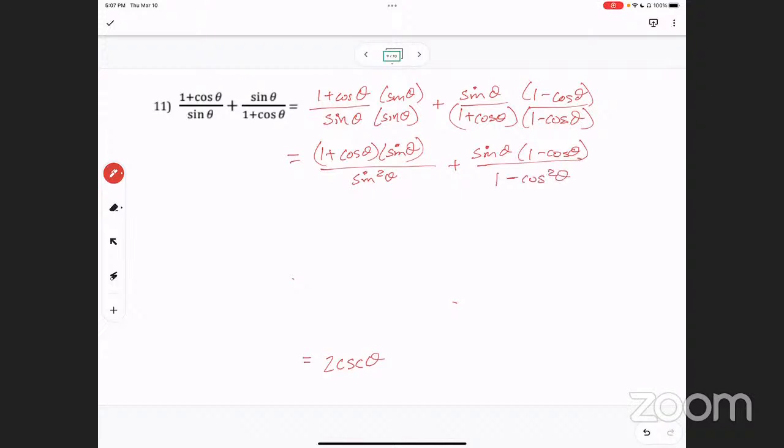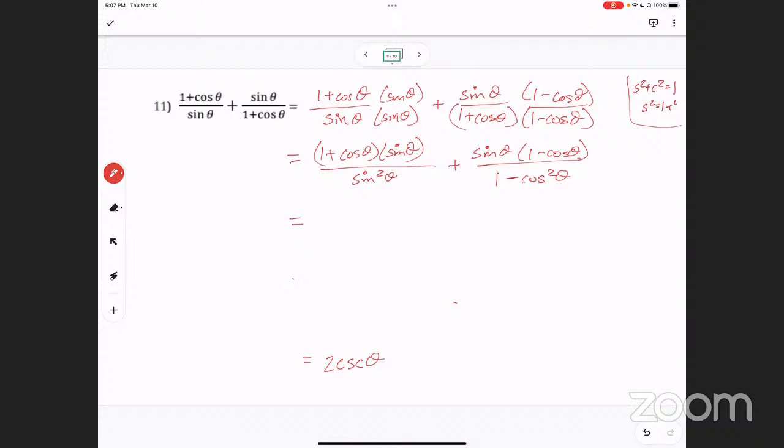If you remember that little formula, sine squared plus cosine squared equals 1, which means sine squared equals 1 minus cosine squared. Remember that? So I can see that that's what this is right here. This is just sine squared. Therefore, I can add the numerators together.